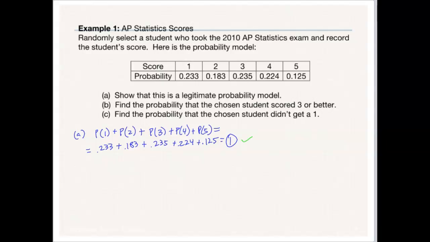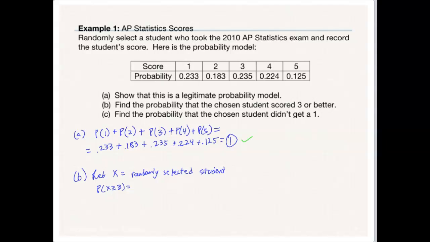All right, find the probability that a chosen student scored a 3 or better. So I'm going to create a little notation here. I'm just going to say let x equal a randomly selected student. And then I'm going to use probability notation. For B, what they're asking for is the probability that x is greater than or equal to 3, which is what's widely accepted as passing the AP Statistics exam, right?